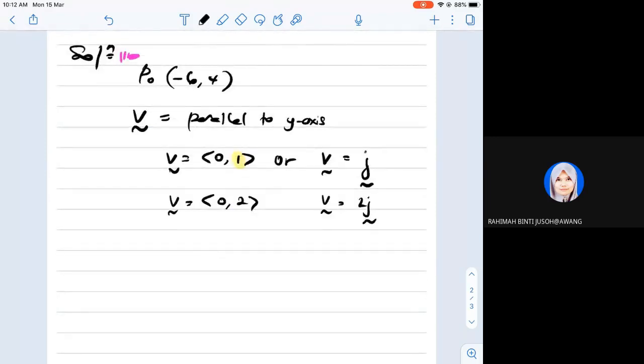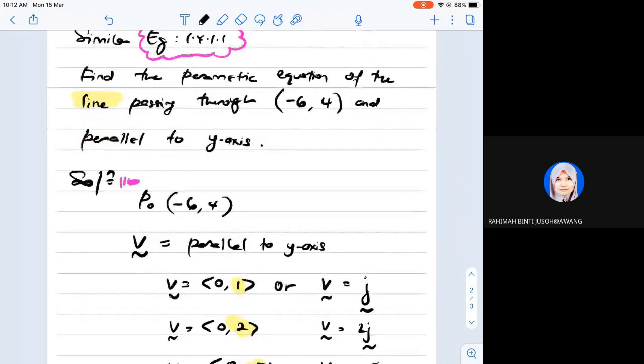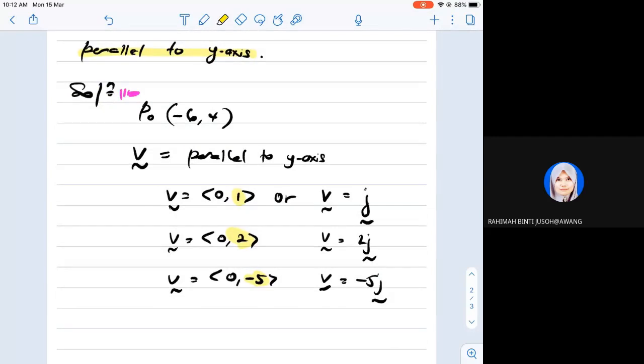So we can have many options. We can have more than one option. (0, -5), for example, is still parallel to the y-axis, because its value is on y, which can also be rewritten as -5j. Because the question does not mention specific values with respect to y, it just says parallel to the y-axis, so you can have any vector parallel to the y-axis. So all of these can be the parallel vector.